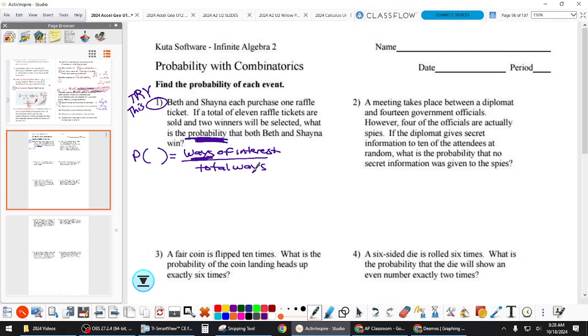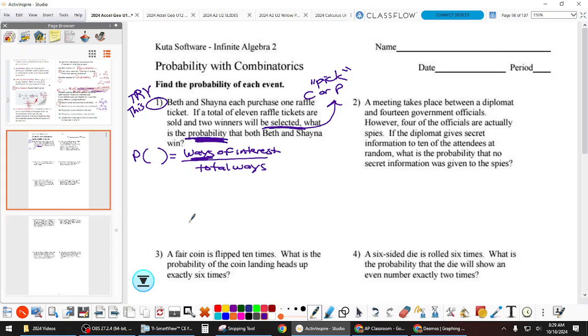Okay, second thing is, as soon as you start reading things like 11 raffle tickets are sold, 2 will be selected. What kind of synonyms did we write down in our notes yesterday for that word, selected? Pick, grab, choose, options, right? So that word is telling us, let's do pick, this is telling us it's either C or P.